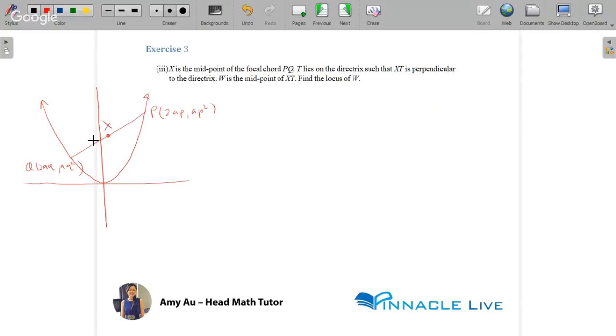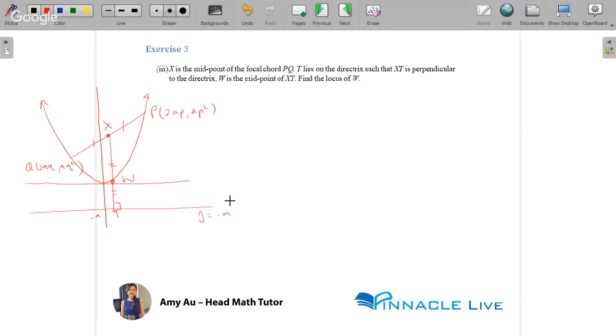Okay, so let's draw in X first, so it's the midpoint. T lies on the directrix such that XT is perpendicular to the directrix. So let's draw in the directrix. All right, so that's T, perpendicular. Okay, and W is the midpoint of XT. Find the locus of W.